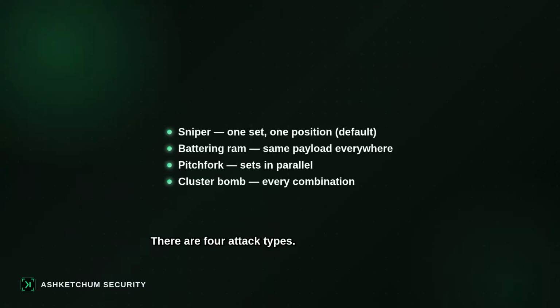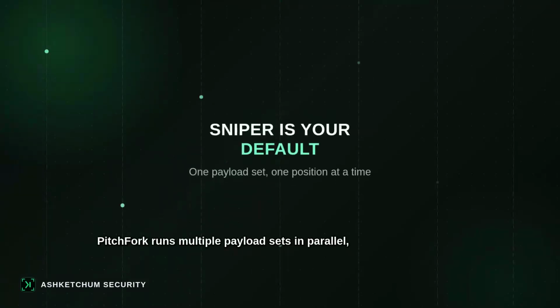There are 4 attack types. Sniper puts one payload set through one position at a time, and it's the one you'll use most. Battering ram puts the same payload in every position at once. Pitchfork runs multiple payload sets in parallel, like matching usernames to passwords. And cluster bomb tries every combination of multiple sets. Don't memorize all 4, just know Sniper is your default.